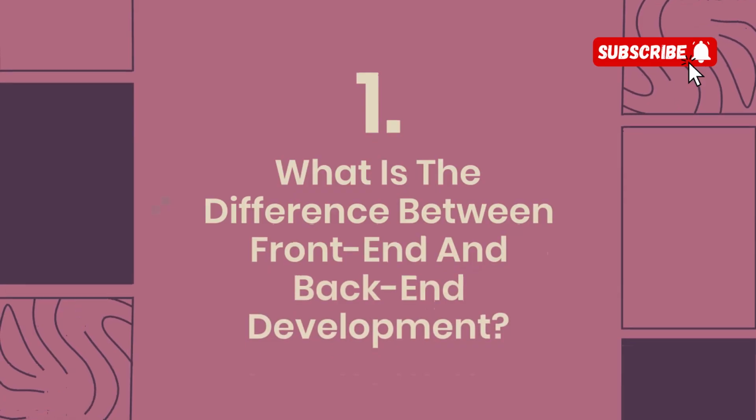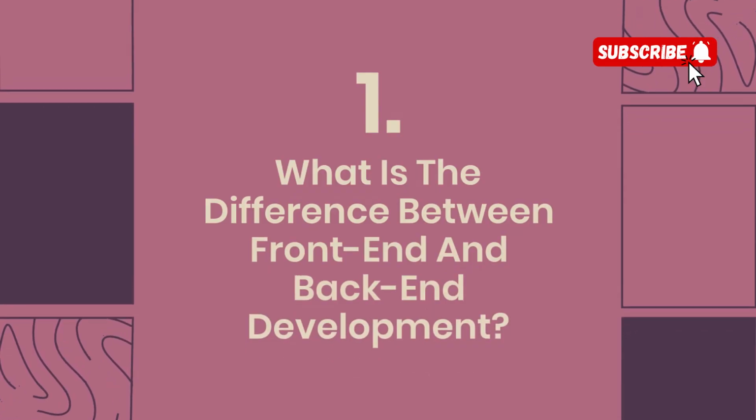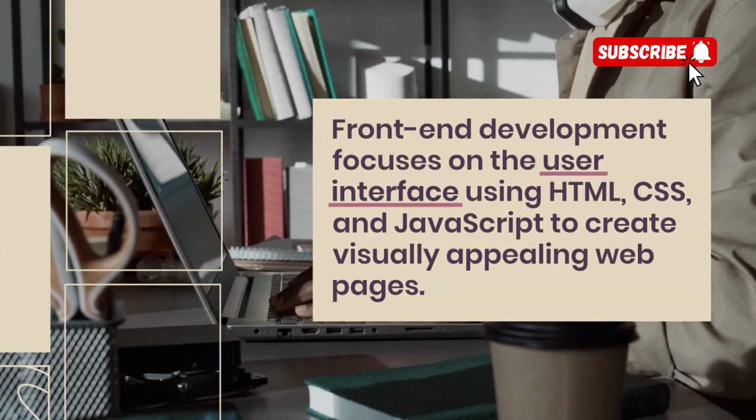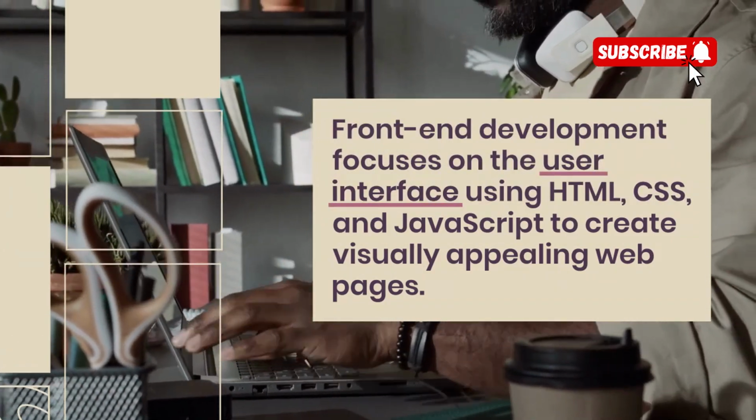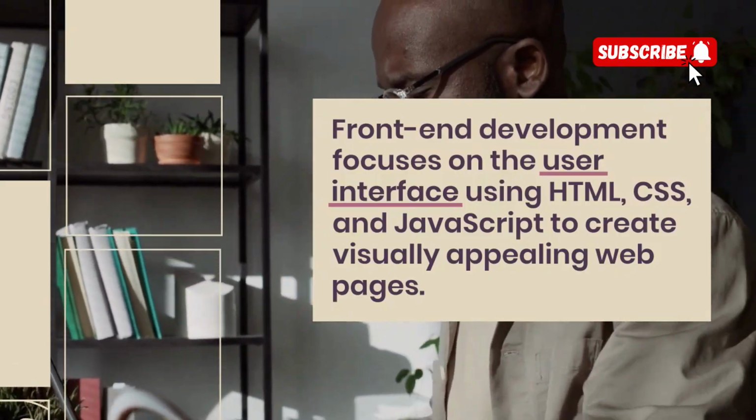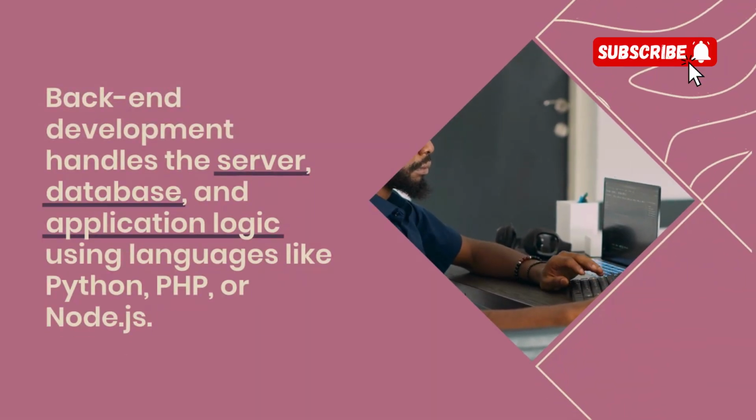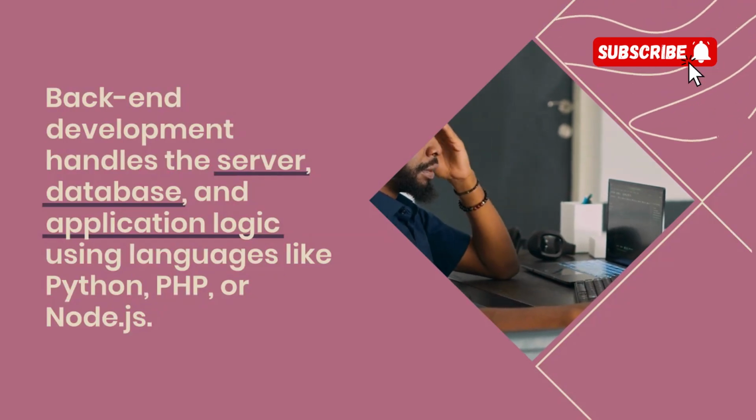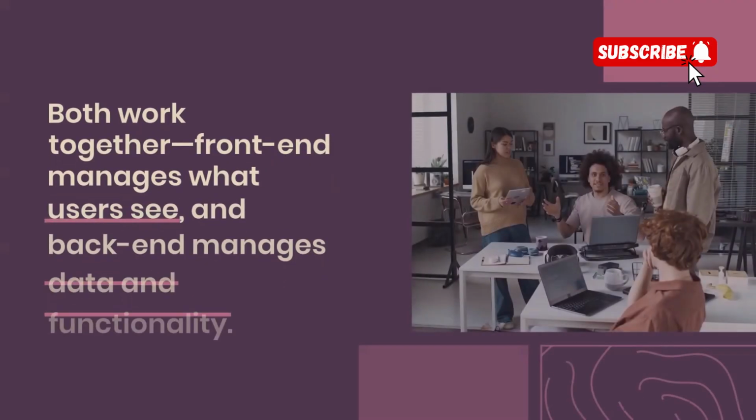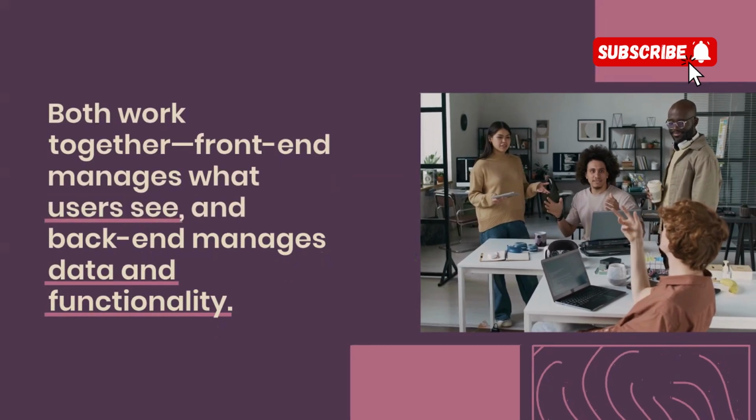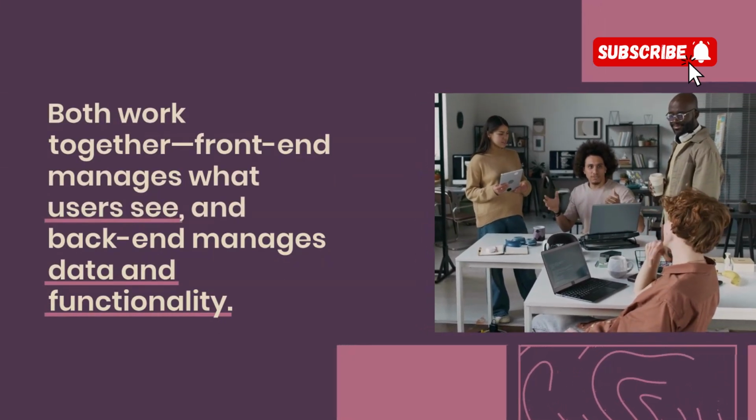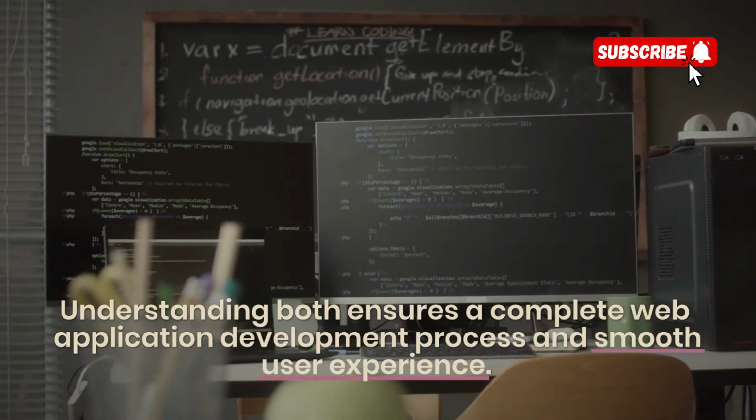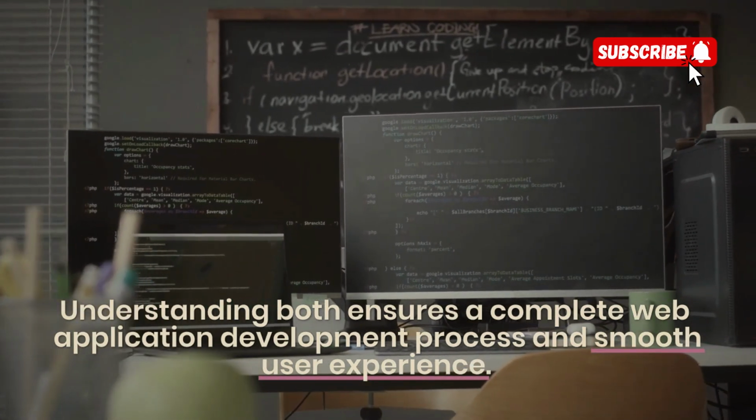1. What is the difference between front-end and back-end development? Front-end development focuses on the user interface using HTML, CSS, and JavaScript to create visually appealing web pages. Backend development handles the server, database, and application logic using languages like Python, PHP, or Node.js. Both work together. Front-end manages what users see, and backend manages data and functionality. Understanding both ensures a complete web application development process and smooth user experience.